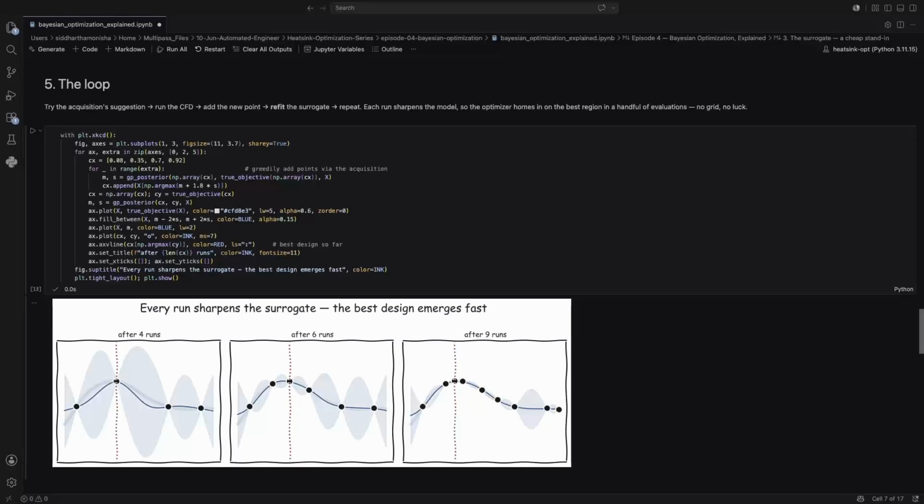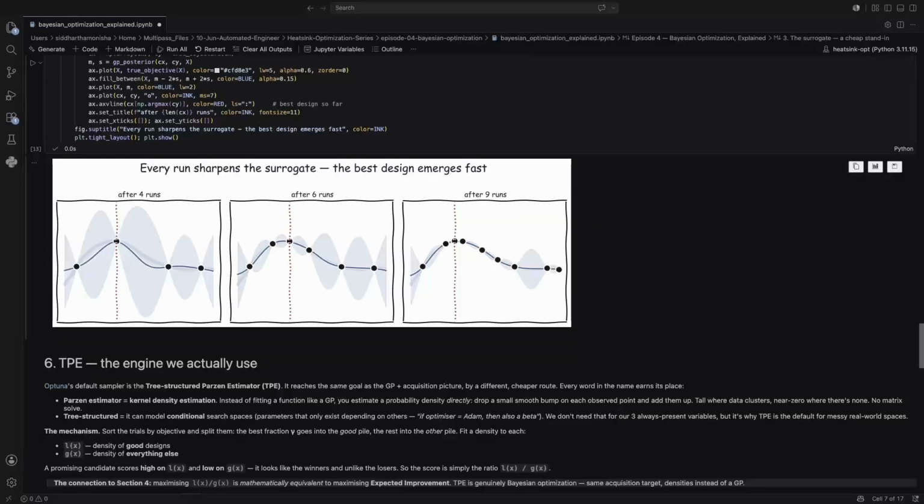The notebook animates this across 3 panels. Watch the gray dashed line. That's the true objective we're trying to find. The algorithm doesn't see it, it only sees the red dots. But by iteration 4, the GP mean is already tracing it closely, and the next suggested sample is right on top of the peak.